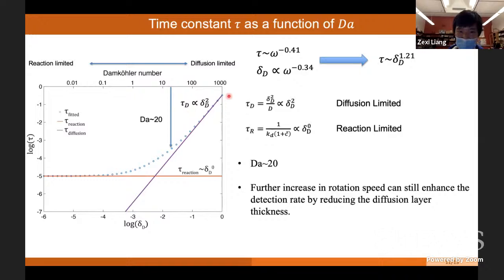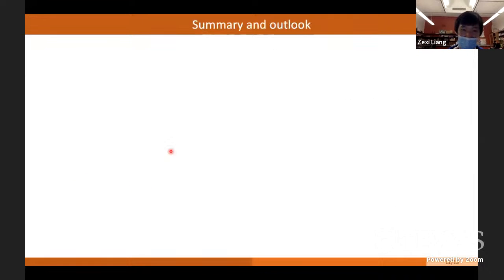First of all, it's neither too large nor too small, it's intermediate. It also indicates that the system is more governed by the diffusion process rather than the surface absorption reaction. So this tells us that a further increase in rotation speed can still enhance the detection rate by reducing the diffusion layer. Our mechanical motion can only shorten the diffusion time, but cannot affect the reaction. So this number tells us there's still room to further improve by increasing the rotation speed.